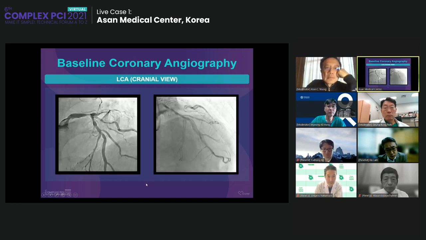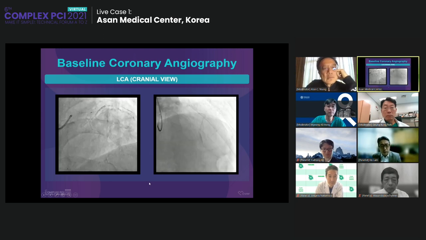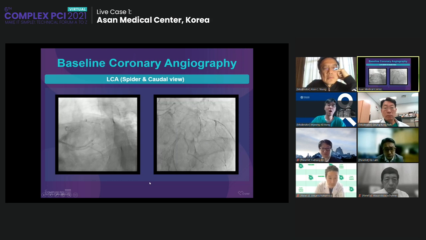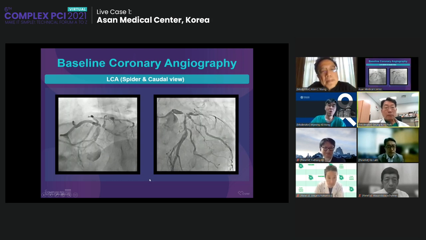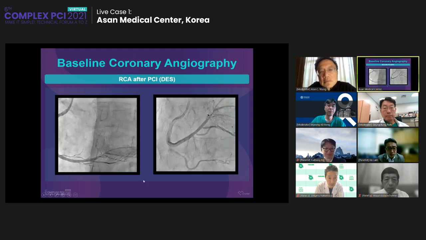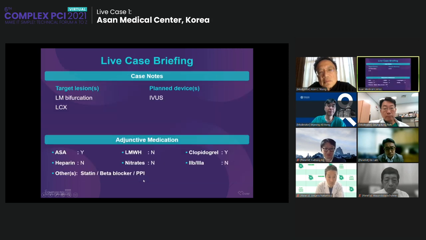This is a cranial view, and the proximal LAD also has a diffuse stenosis. And this is a spider view, and the proximal circumflex is very tight and tough. We performed the PCI at ICA yesterday. We performed the left main bifurcation stenting, and we would like to see the IVUS.